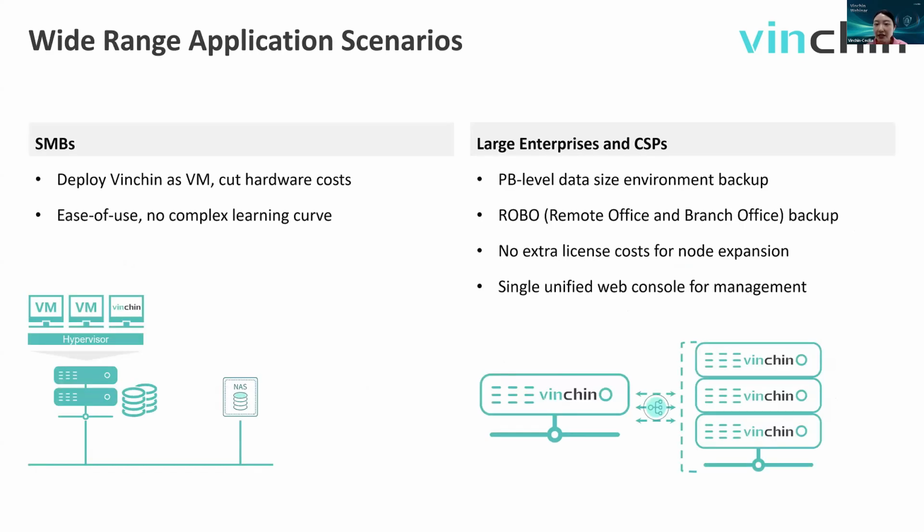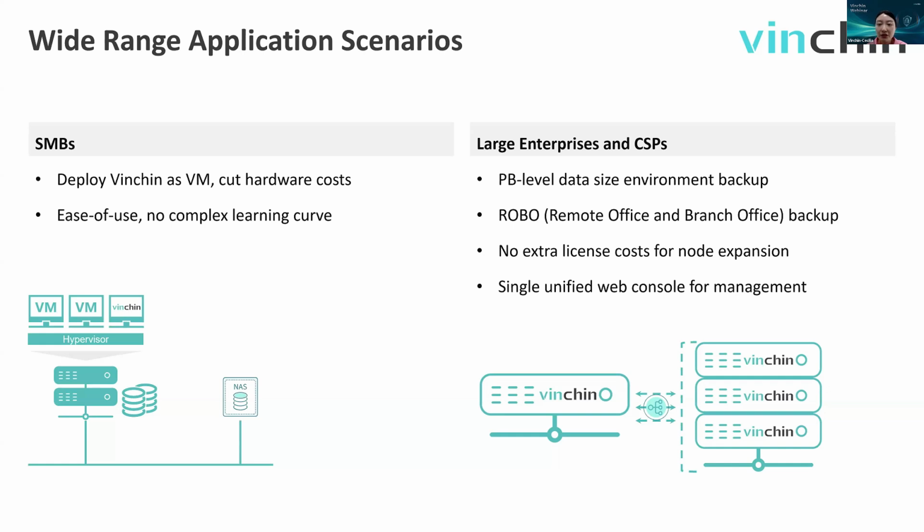And Vinchin's solution is applicable for a wide range of scenarios, no matter whether your company is a small to medium-sized business or a large enterprise with branch offices. We can provide suitable and tailored data protection solutions and suggestions based on your demand. For example, for small to medium-sized business, we recommend deploying Vinchin backup and recovery on the existing virtual platform. Then you can back up all the virtual machines and just store the backup data in a storage like a NAS device. In this way, this will largely save your hardware cost.